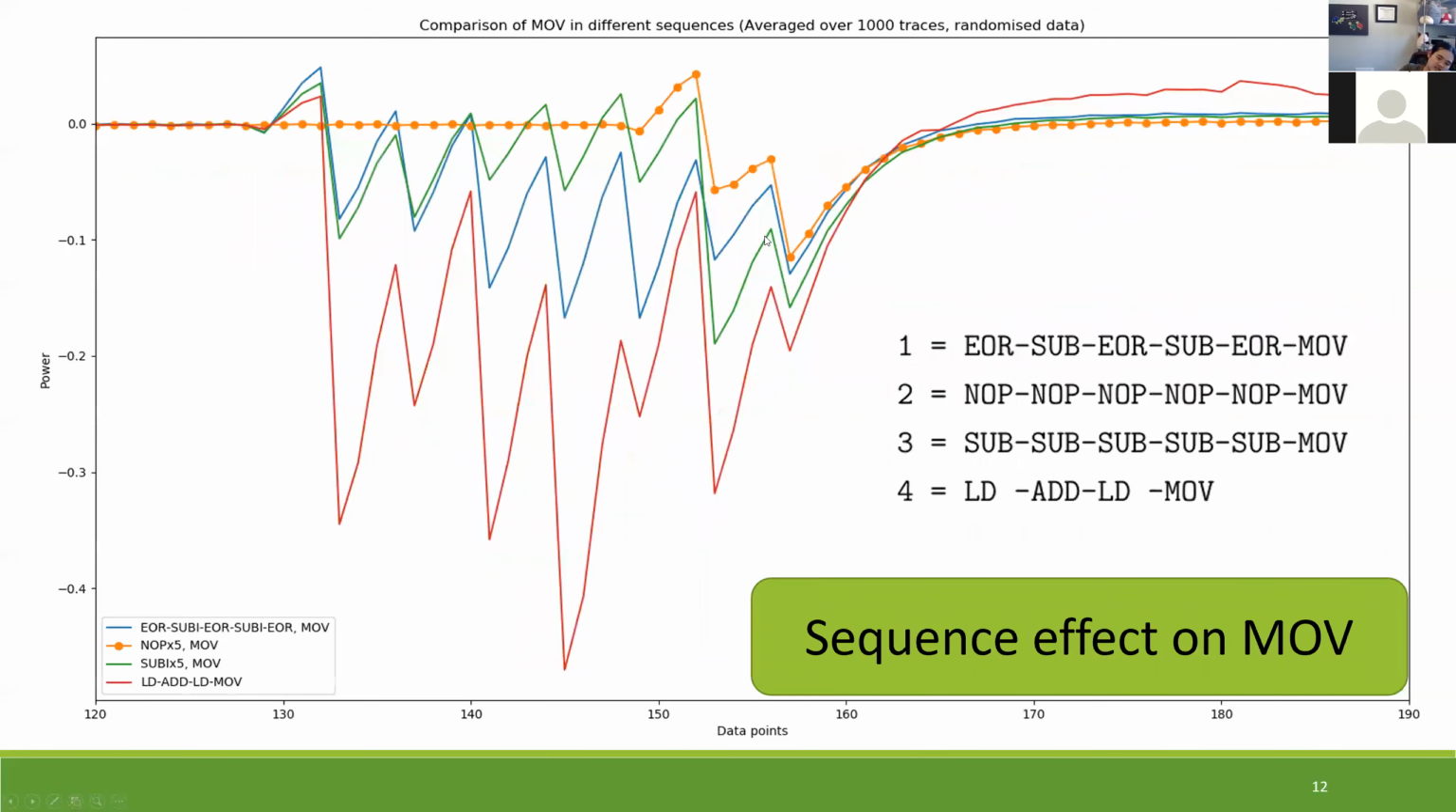And here's an example of four different sequences of instructions. You can see that the move instruction completely looks different depending on what comes before it, right? There's an effect from the instructions that come before it.